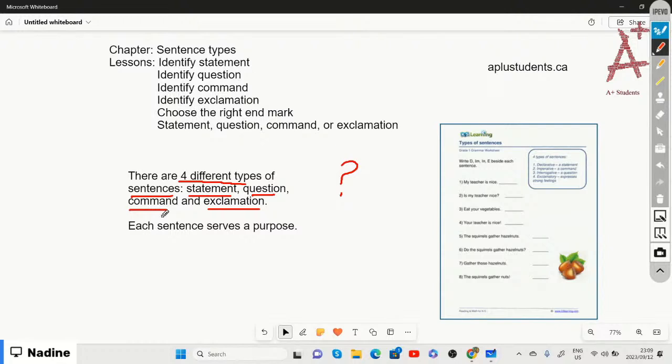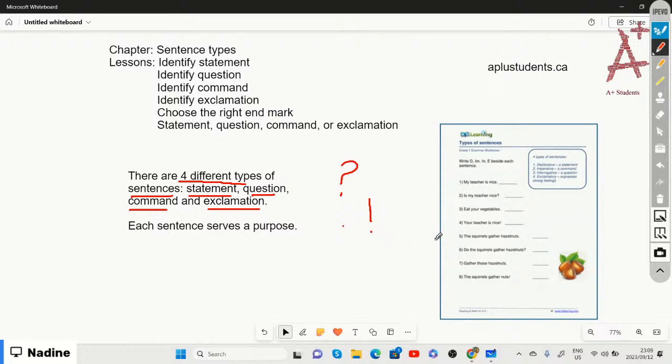It's where you are telling somebody to do something, or someone is telling you to do something, or it's like a request. And with a command, the sentence will either end with a full stop or it will end with an exclamation mark, right?